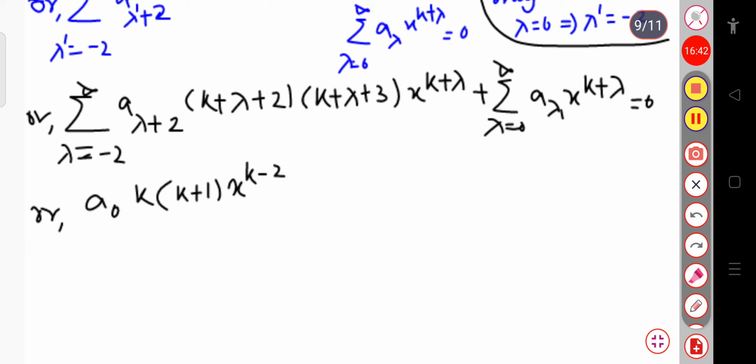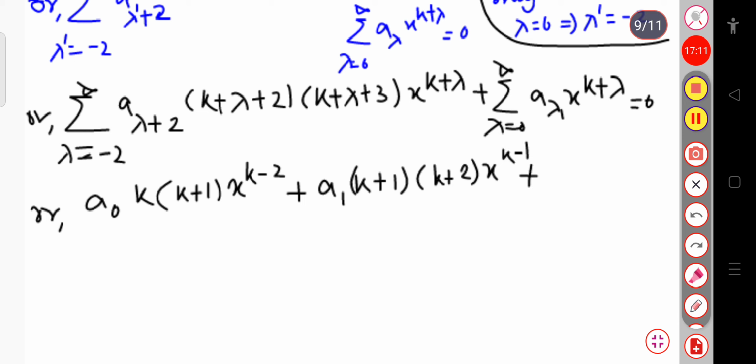Now I will put the value lambda equal to minus 1, so minus 1 plus 2 will be 1, so a1 into k plus lambda plus 2, where lambda here is minus 1, so minus 1 plus 2, so that will be k plus 1, and next this will be k plus lambda plus 3, so minus 1 plus 3, so that will be k plus 2, into x power k minus 1, plus.